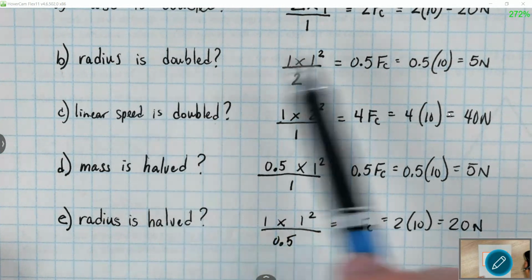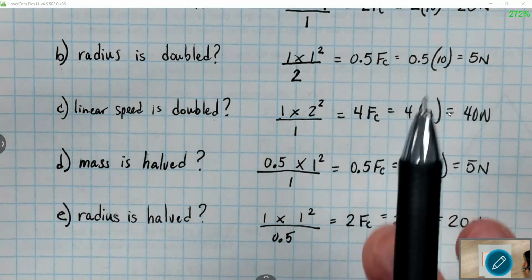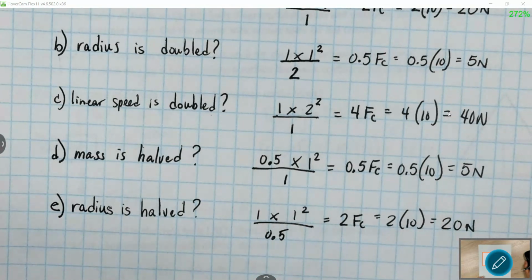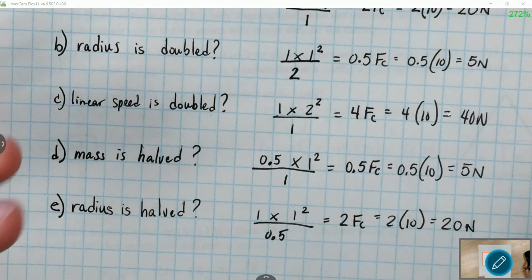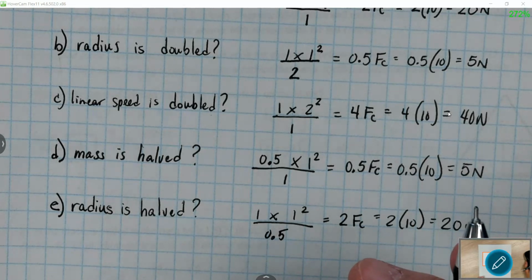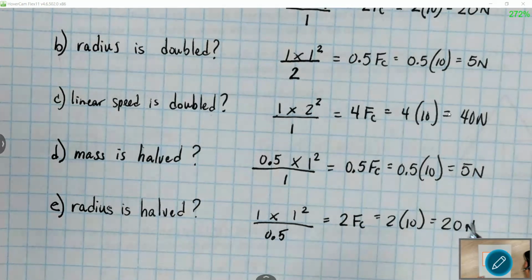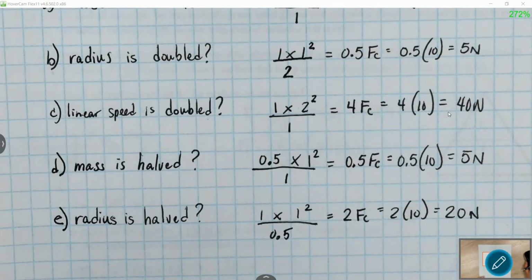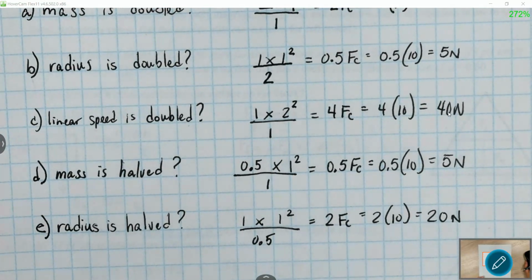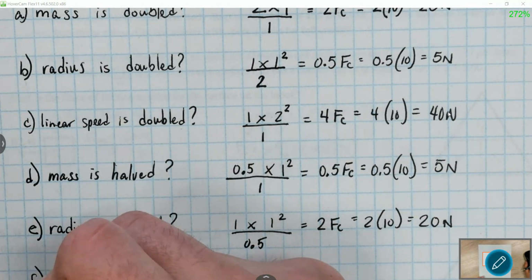So when we doubled the radius, the force got cut in half. When we cut the radius in half, the force doubled. They're opposites. Mass is directly proportional: what happens to the mass happens to the force. Radius is inversely proportional, so they're kind of opposites. If I triple the radius, the force gets cut to a third. If I cut the radius in half, the force is going to double. Well, what about if we cut the velocity, or speed, in half?